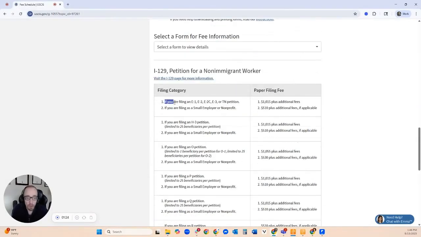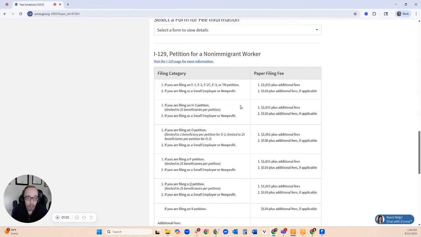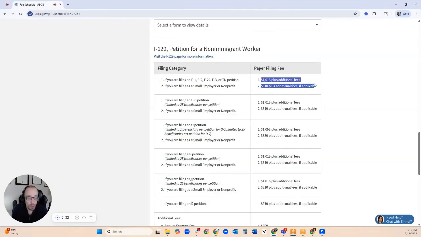Number one, for example, if you're filing for an E1, E2, E3, or TN petition, then you have two possible base filing fees at a minimum that you're going to have to pay, one or the other. So 510 is for small employers or nonprofits, and a small employer is somebody that has 25 or fewer full-time equivalent employees in the United States.